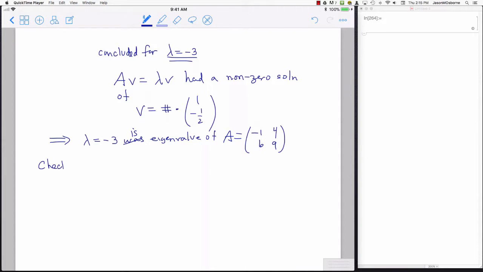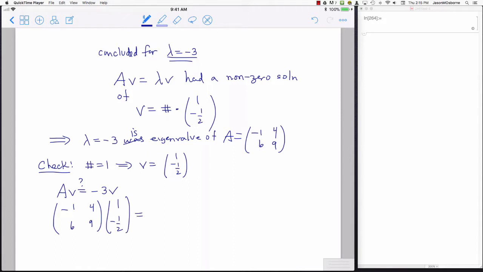You should definitely double check some things that are going on here. Check an example. Let's say that your number is equal to 1. Therefore, your vector v will be 1 negative 1/2. The question is, you should check, does AV equal negative 3v? Is this true? Negative 1, 6, 4, 9, if you take that and multiply it by 1 negative 1/2, is that equal to negative 3 times that same vector? Okay, so here's the same vector in both places.